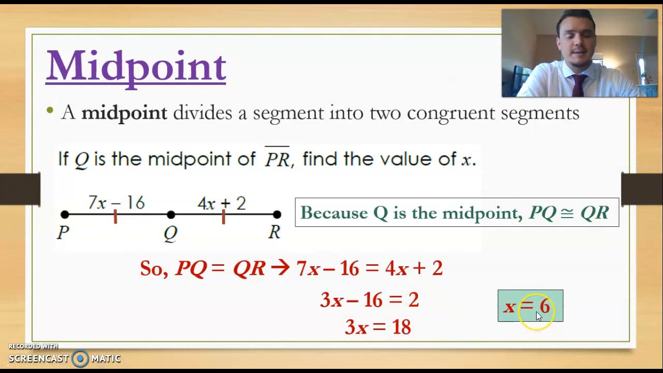Now, we could take this a step further, which you will have to do on the assignment. We could take the value of x, which is 6, and plug it in for x here to figure out what the length of P to Q would be. So 6 times 7 is 42, minus 16 is 26. And then if x is 6 here, we could do 6 times 4 is 24 plus 2 is 26. Since they're congruent, they both should end up being 26. All right, let's move on.